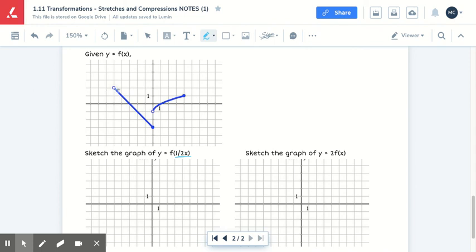So once again, I do need coordinates from my original function. I think I'm on a different color now. So this one was at negative 5, 2. And this one was at 0, negative 3. This one was at 0, negative 1. And this one was at 4, 1.